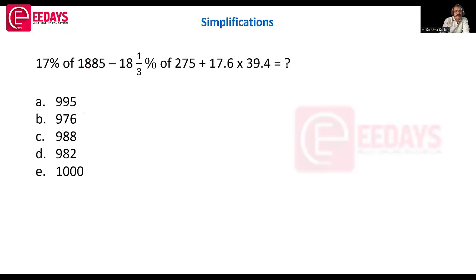17% of 1885. 18 1/3% of 275 plus 17.6 into 39.4. Okay, just this is for quiz purpose. Okay, solve this. Just take a screenshot and solve that question.